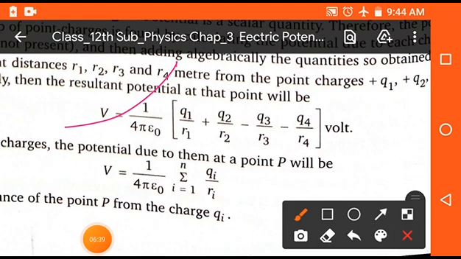V is equal to 1 upon 4 pi epsilon naught (q1 upon r1 plus q2 upon r2 minus q3 upon r3 minus q4 upon r4). It means that we have to take as it is the value of charge with their sign. So we can also write it V is equal to 1 upon 4 pi epsilon naught sigma i is equal to 1 to n qi upon ri.